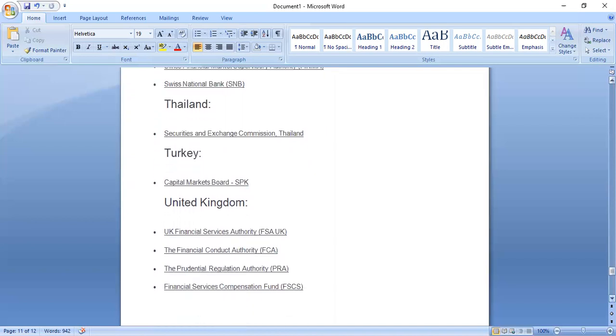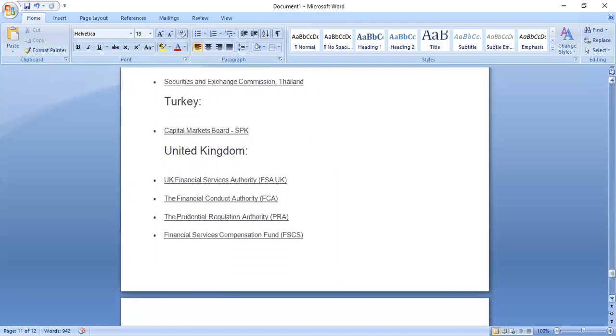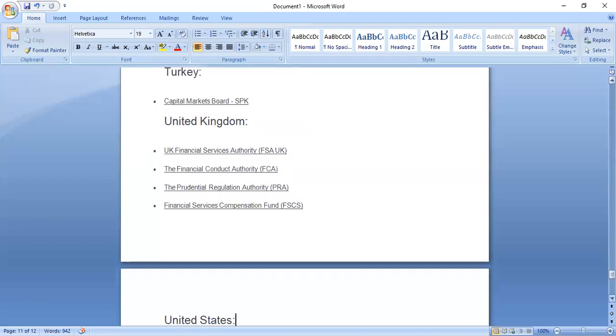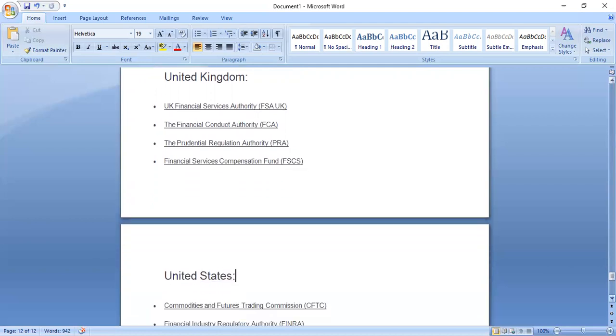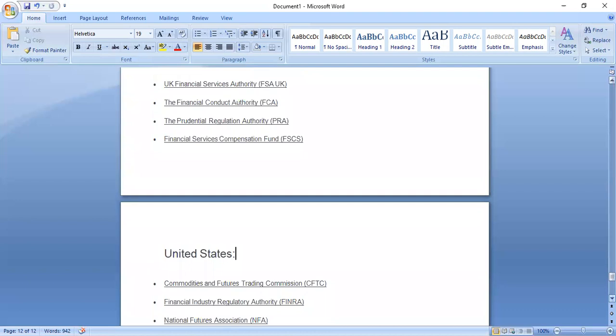In Thailand, we have the Securities and Exchange Commission, Thailand. Turkey, we have the Capital Market Board, SPK. In the United Kingdom, which is the UK, we have the UK Financial Services Authority, FSA UK. And then we have the Financial Conduct Authority, which is FCA. And then we have the Prudential Regulation Authority, which is PRA. And then we have the Financial Services Compensation Scheme, FSCS.